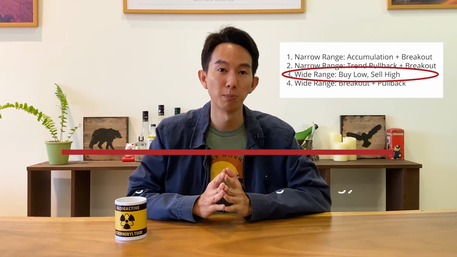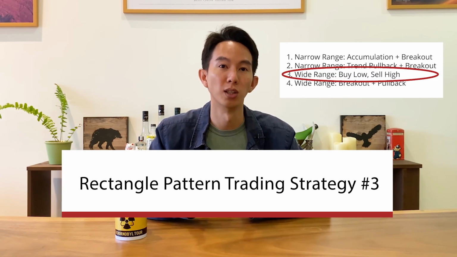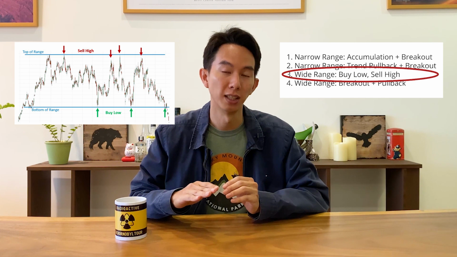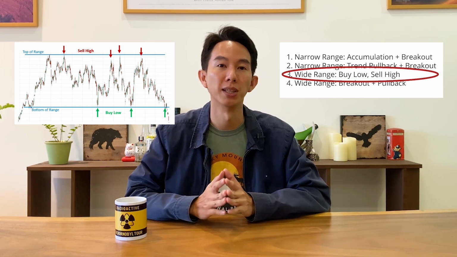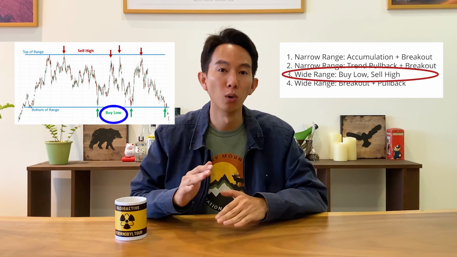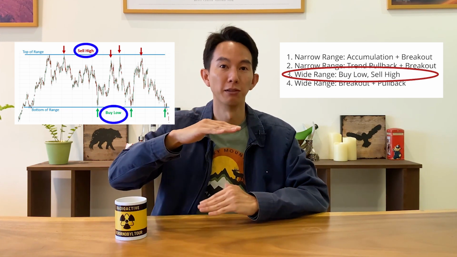Our next rectangle price pattern trading strategy is for the wide range rectangle. In a wide range, breakouts have a much lower success rate and false breakouts are more common than actual breakouts. So it makes sense to buy low and sell high within the range, and sometimes that even means fading, which is trading against breakouts and expecting the breakouts to fail.